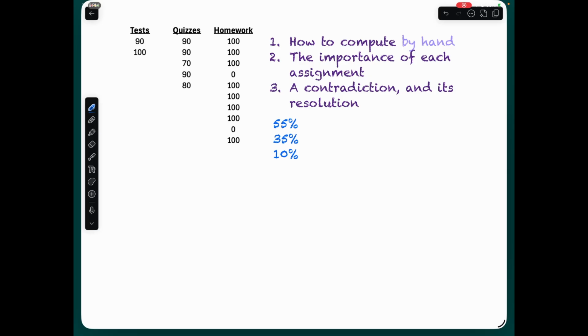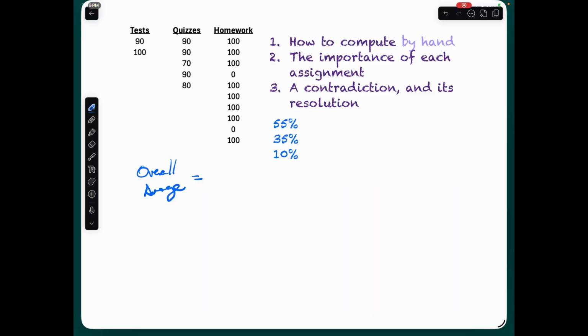We also need to know some weights. Using the weights I'm given, we're going to say that 55% of the grade is from tests, 35% is from quizzes, and 10% is from homework. Okay, so to calculate the overall average, I am going to find the average of each category and then multiply it by the weight of that category and then add them all up.